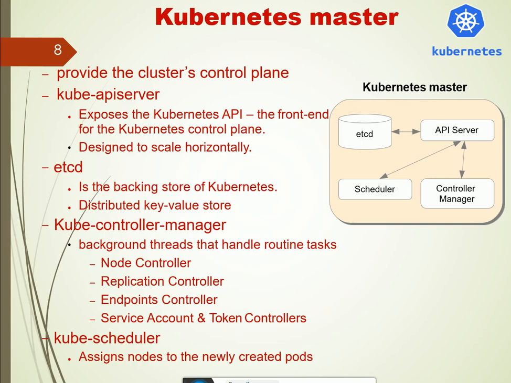Kube controller manager runs background threads that handle the routine tasks like node controller, replication controller, endpoint controller, and the service account and token controller. Kube scheduler assigns nodes to the newly created pods.